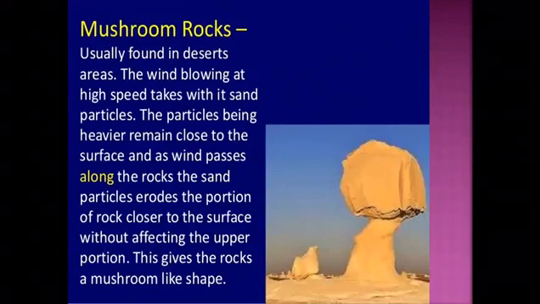Now next, we come to the desert area. Here, we usually find rocks which are in the shape of mushrooms. Therefore, they are known as mushroom rocks. These are formed because wind blowing at high speed carries sand particles with it. These particles are a bit heavier and remain closer to the surface, and as the wind passes along the rocks, these particles erode the lower portion of a rock. This gives the rocks a shape like a mushroom.